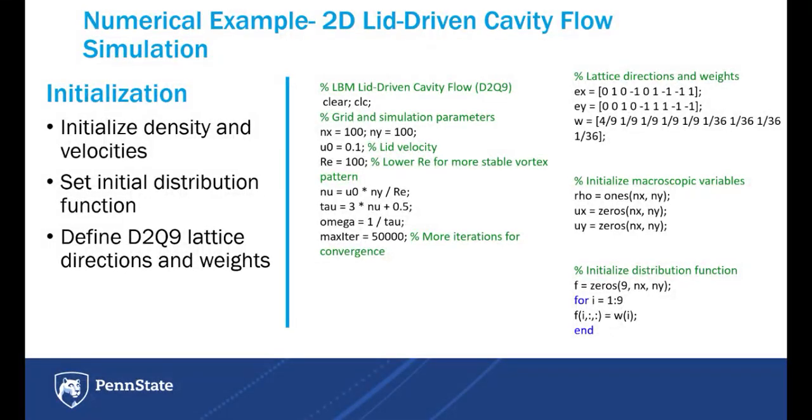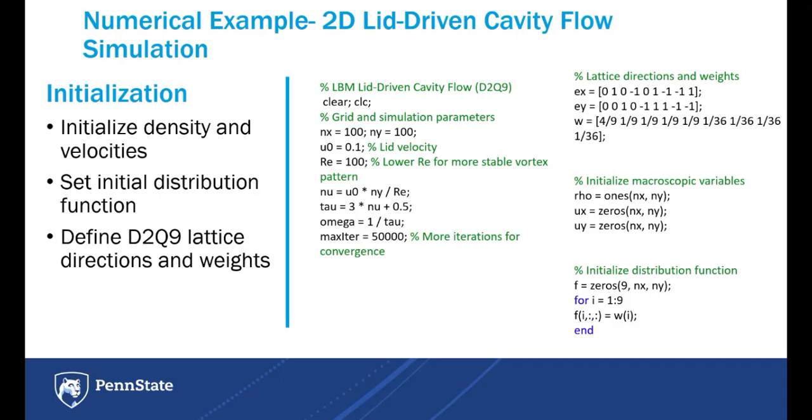Before we simulate flow, we initialize the entire fluid domain. We start with uniform density and zero velocity everywhere. Each node is assigned a distribution function aligned with the D2Q9 velocity directions.